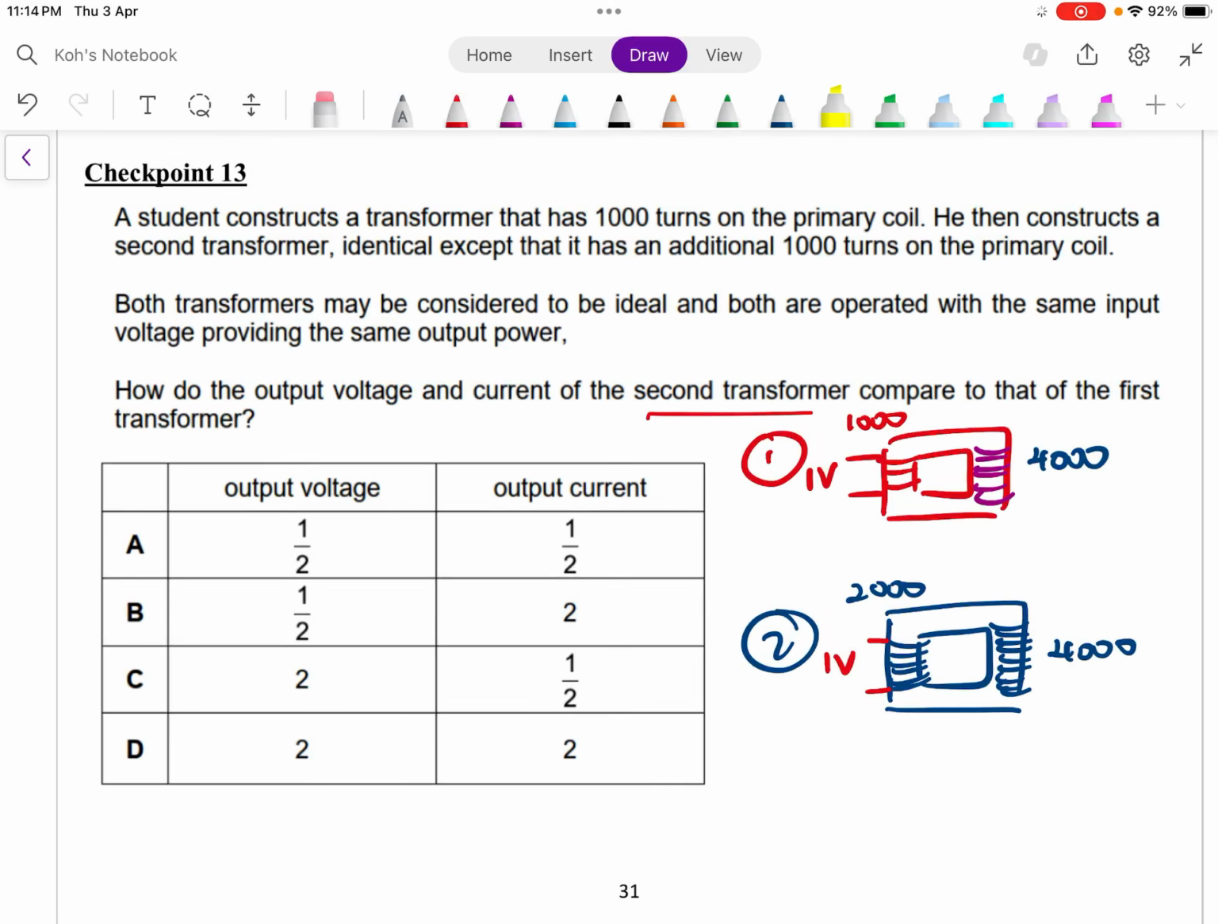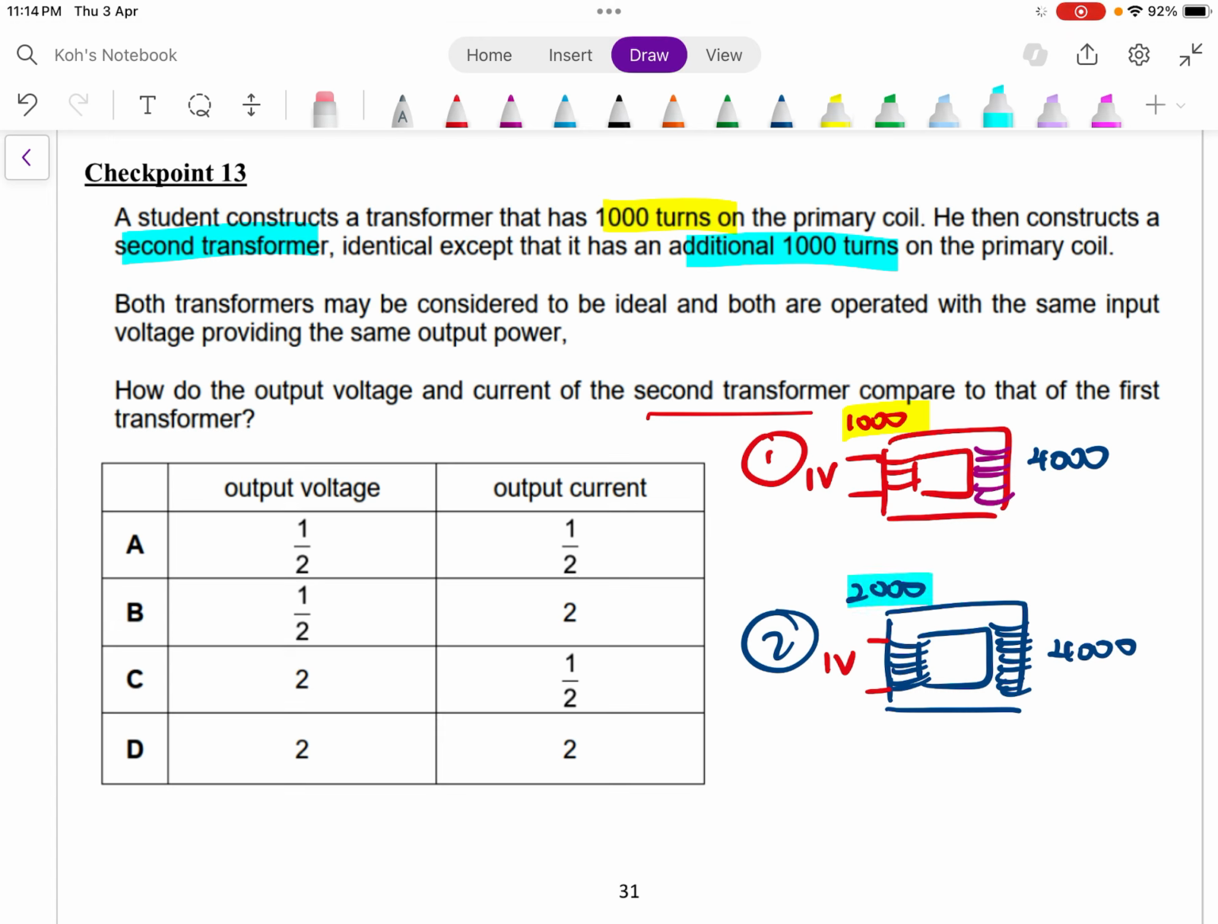Alright, so let's go through checkpoint 13. A student constructs a transformer that has 1000 turns on the primary coil. He then constructs a second transformer identical except that it has an additional 1000 turns on the primary coil. So initially it is 1000, so this is the first transformer. The second transformer will have 2000 turns, because 1000 plus 1000.